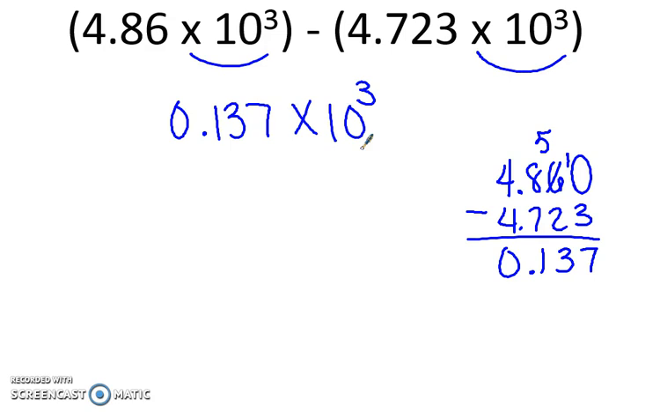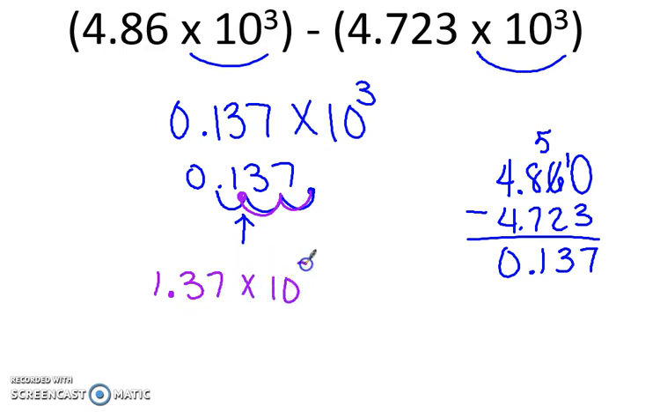So let's move this decimal 3 times. 1, 2, 3. Now we want it to be right there. So let's move the decimal to be right there. Now, how many times did we move it this time? We only moved it twice. So it's really supposed to be 1.37 times 10 to the 2, because we moved it twice, not 3 times. So our answer is 1.37 times 10 to the second power.